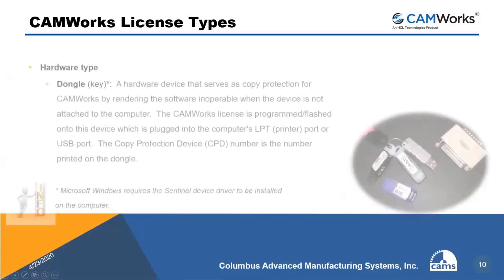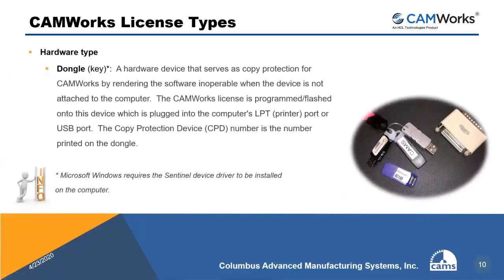Kind of go through the license types real quick. The first license type is the hardware type. It is a dongle or a key. It's a hardware device that serves as a copy protection for CAMWorks by rendering the software inoperable when the device is not attached to the computer.